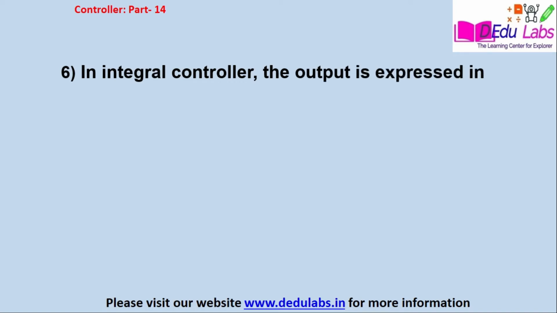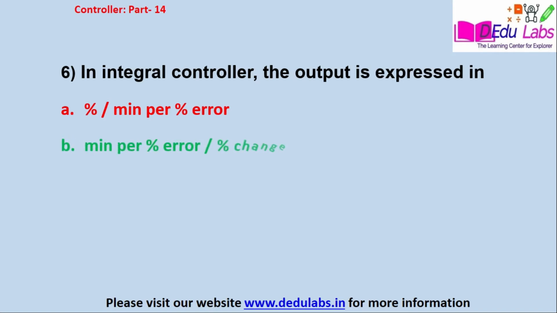Question number 6. In the integral controller, the output is expressed in option A, percentage per minute per percentage error. Option B, minute per percentage error per percentage change. Option C, minute per percentage change. Option D, percentage per second.